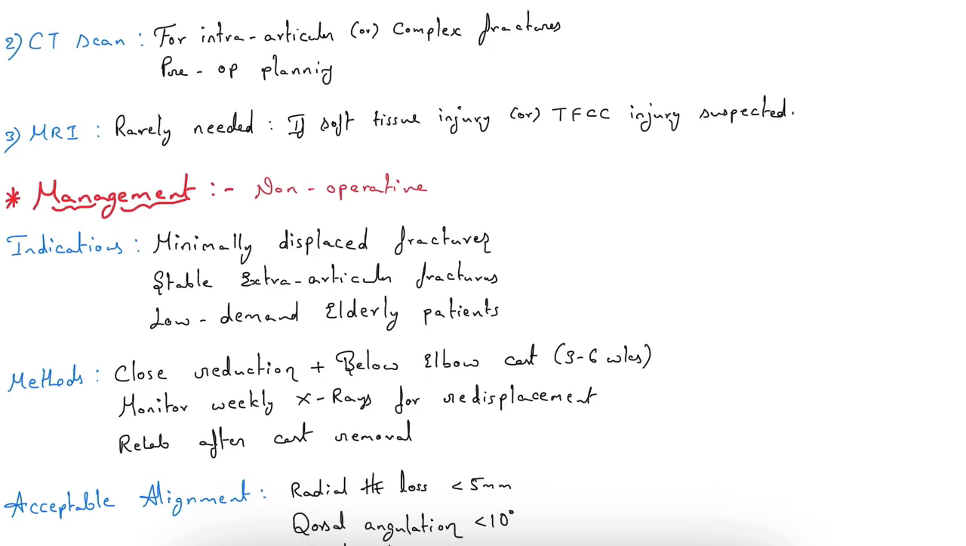Next one, CT scan. In CT scan, for intra-articular or complex fractures or pre-op planning, we have to do CT scan. And MRI is very rarely needed, if we are suspecting any soft tissue injury or triangular fibrocartilage complex injury, then we have to do MRI.